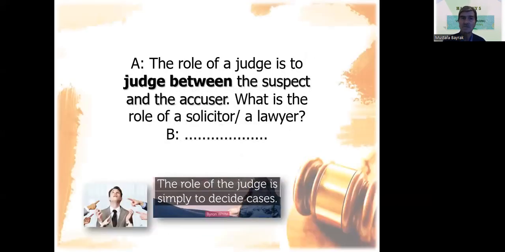The role of judge is to judge between the suspect and the accuser. What is the role of a solicitor, a lawyer? Yes, shall I read the image first? The role of the judge is simply to decide cases. Yes. Okay, what is the role of solicitor or a lawyer? The role of a solicitor or a lawyer is that they defend the rights of their customers.